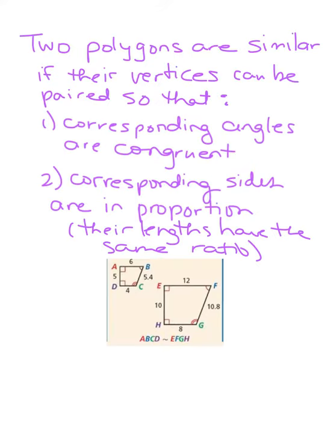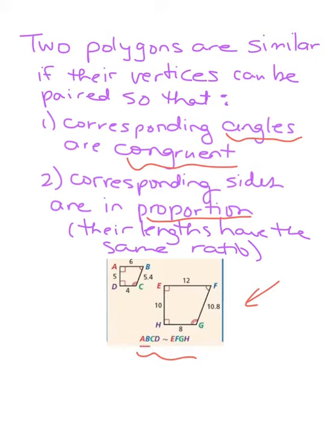Two polygons are considered similar if their vertices can be paired so that two things are happening. Their corresponding angles are congruent, and their corresponding sides are in proportion, meaning that their lengths have the same ratio. So again, if you look at our example here, if I say that ABCD is similar to EFGH, all the sides have the same ratio. However, their corresponding angles are still going to be congruent because remember, for example, in this quadrilateral, the sum of the interior angles has to be 360, and that's going to stay the same regardless of the size of the figure.